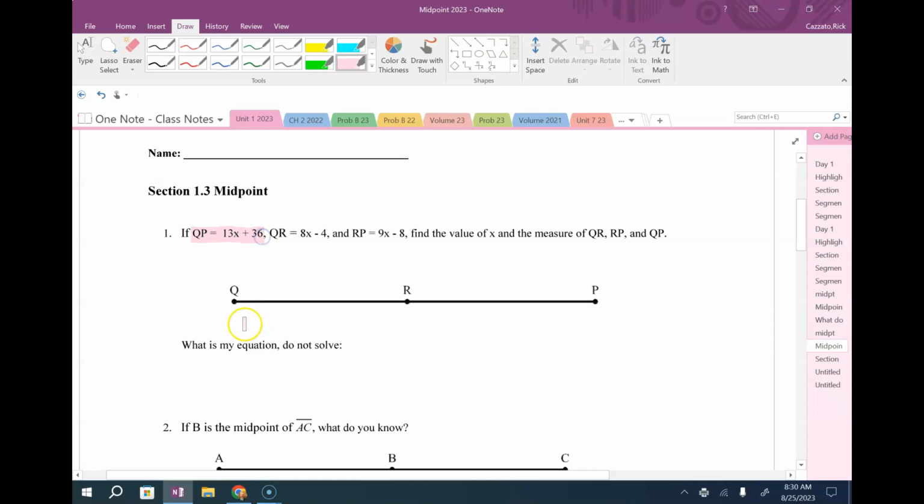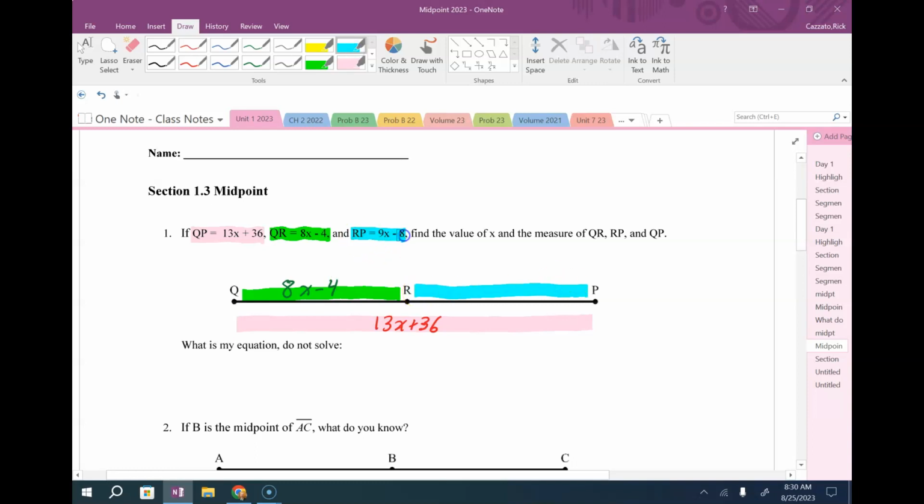So QP here, that whole piece, is 13x plus 36. QR, the green piece, is 8x take away 4. And the blue piece, RP, is 9x minus 8. And yesterday in class we talked about the little piece plus the other little piece is equal to the big piece. So in this particular problem, the green plus the blue is equal to the pink.